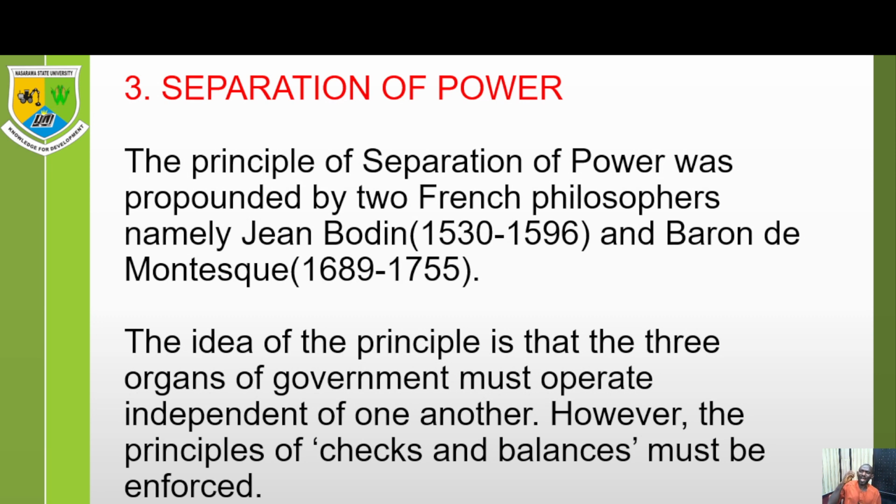And another good aspect that has to do with government and constitution is the fact that separation of power is seriously needed, especially when you are practicing a presidential system of government. The principle of separation of power was propounded by two French philosophers, namely Jean Bodin, 1513 to 1596, and Baron de Montesquieu, 1689 to 1755. The idea of the principle is that the three organs of government must be separate. Underline them more, students. Some of you are funny enough, you don't.